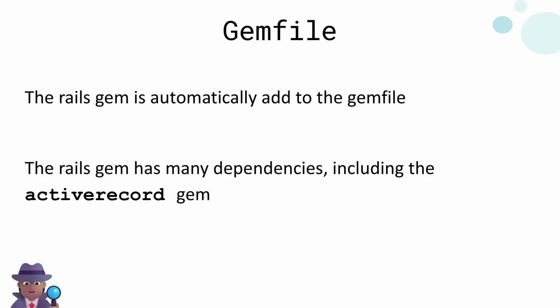Neat. In her exploration of the gem file, Zoe learned that the Rails gem was automatically added to the gem file when she ran Rails New. The Rails gem has many dependencies, including the ActiveRecord gem. Even though ActiveRecord isn't listed in her gem file, she can see that it exists because it's listed in gemfile.lock. The pieces of the puzzle are starting to come together.